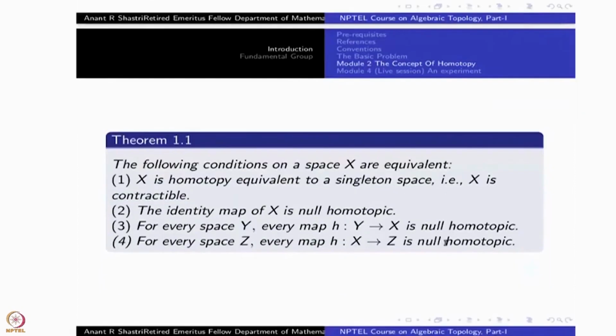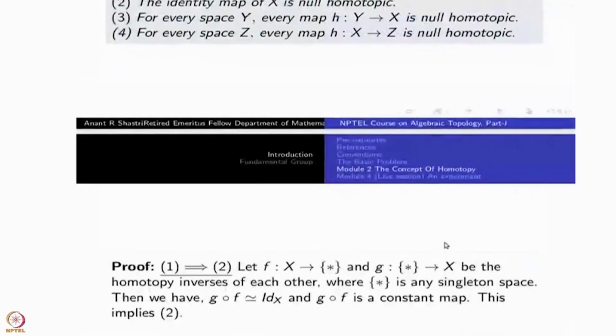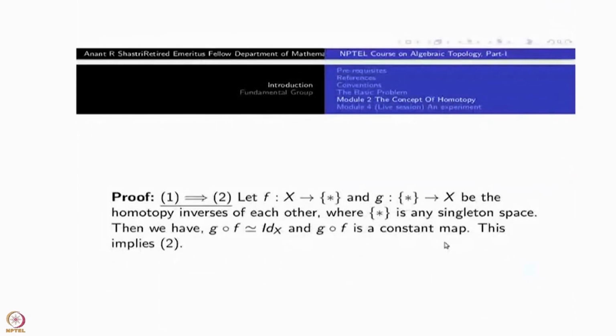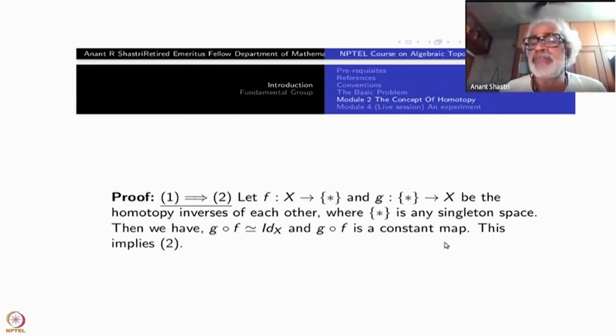All right. Proofs are very easy. Let us go through that. So let us first prove 1 implies 2. What is the meaning of that? I assume X is homotopy type of a single point. Then I want to show that the identity map of X is homotopic to a constant map.